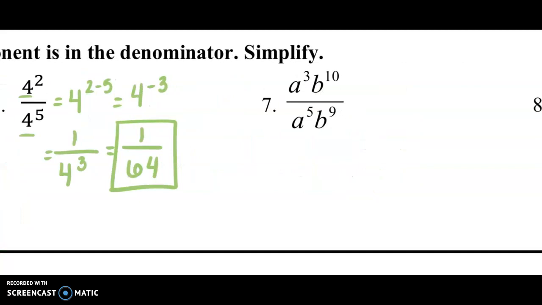Number 7, a to the third, b to the 10th, divided by a to the 5th times b to the 9th. So a to the third and a to the 5th, and then b to the 10th and b to the 9th. Those are the sections we can combine.